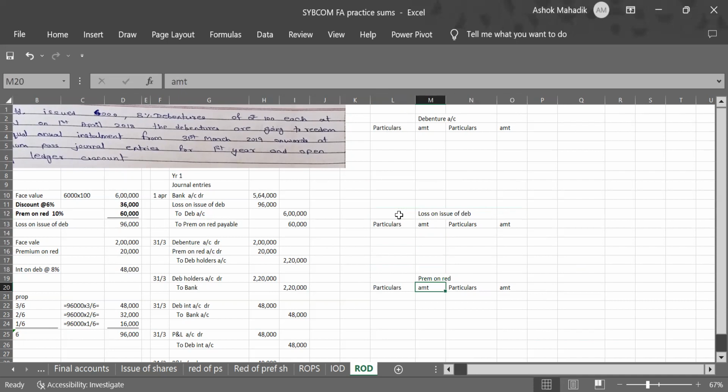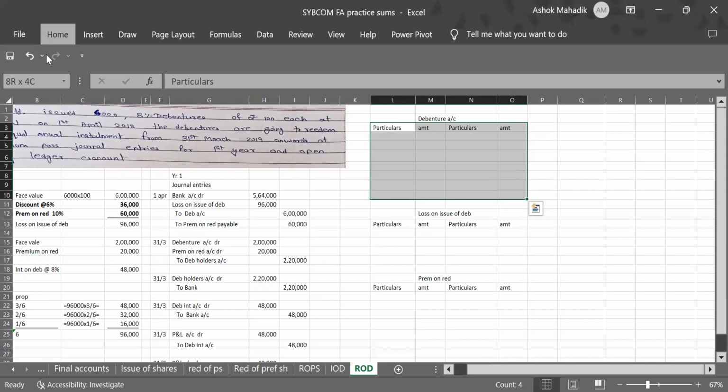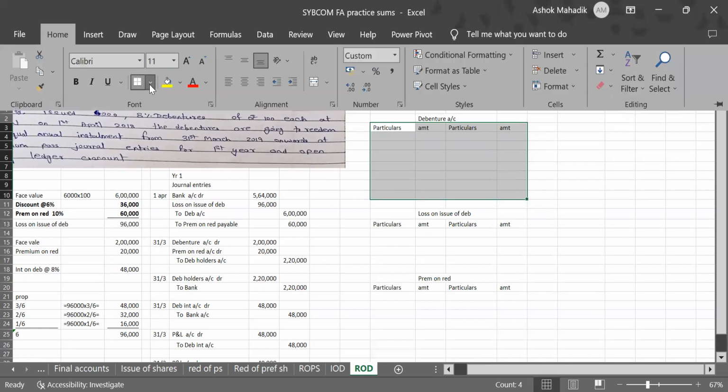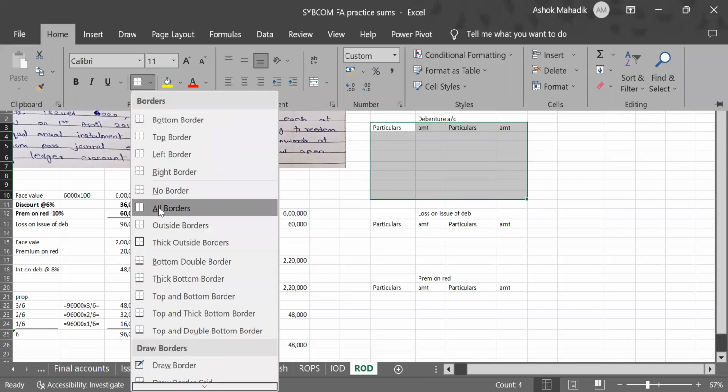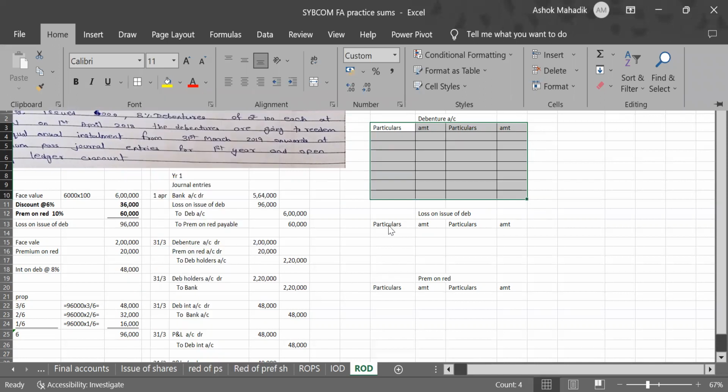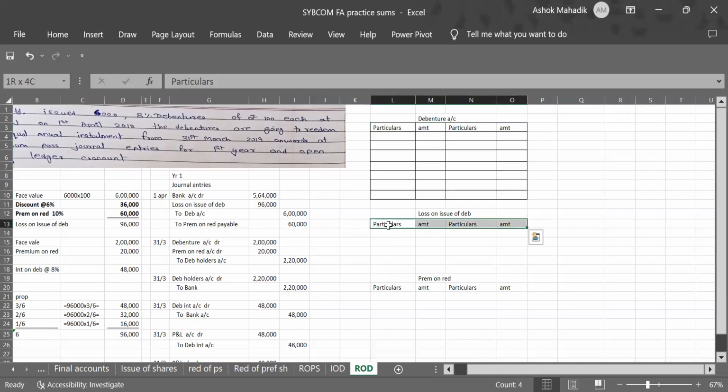Now, how to pass entries? In one entry, four accounts are involved, so it is very difficult to bifurcate. So I'll show you a way in which it will be very easy for you to record the transactions. Just pay attention. Many of you may be aware of how to post these entries.